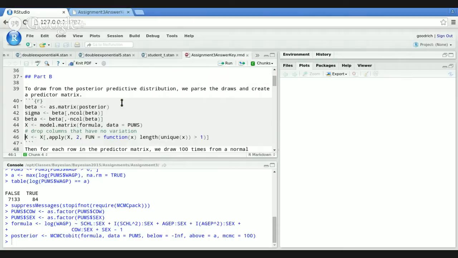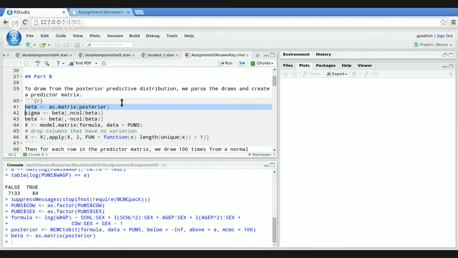So in order to do that from R, we first create a matrix of the draws from the posterior distribution. They come out in a particular order. Let me just show you the column names of this. Can you see that? Sure.